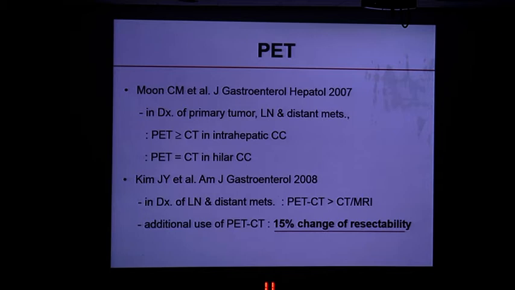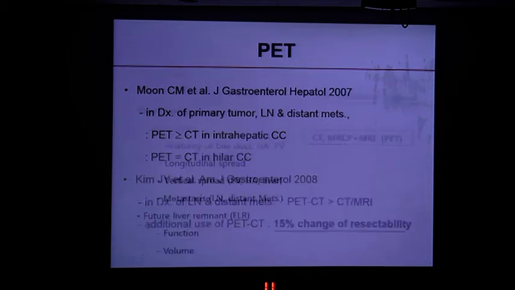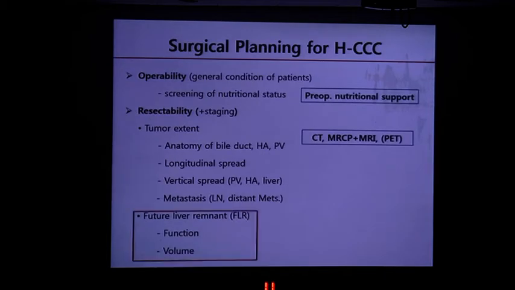PET is sometimes used, and still there are valuable things. I'm not sure, but there are papers from Korea that with the additional use of PET-CT, you can change 15% of resectability. So now I move to the future liver remnant, the function and volume. So PVD and PVE, so-called optimization.